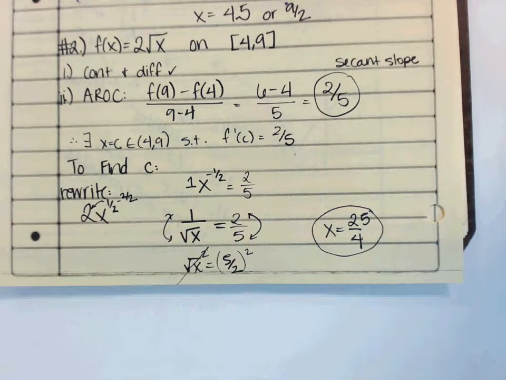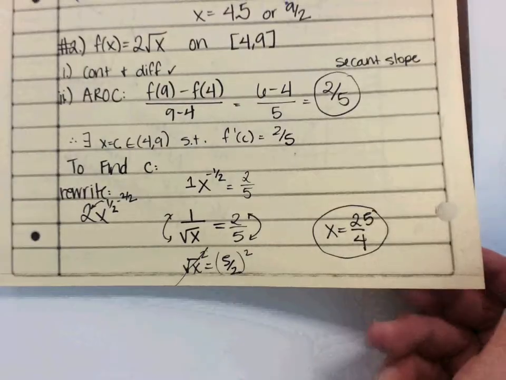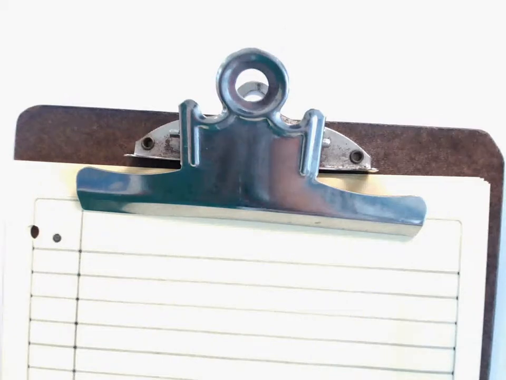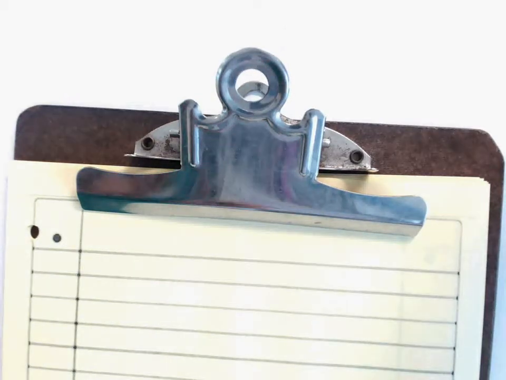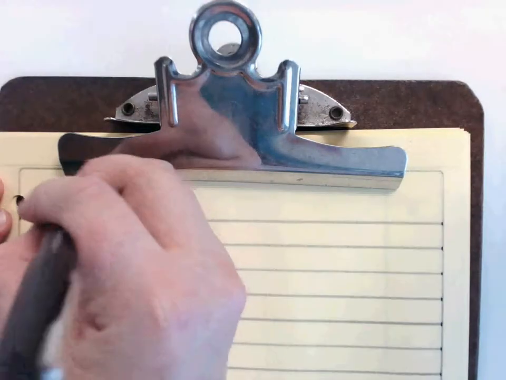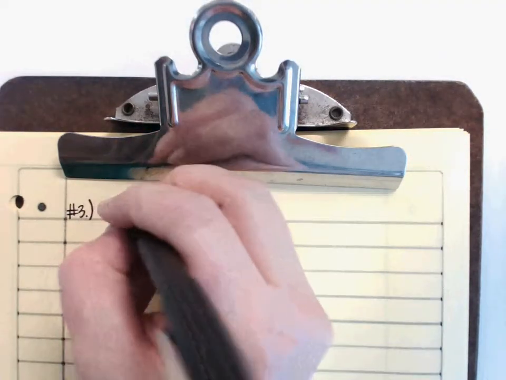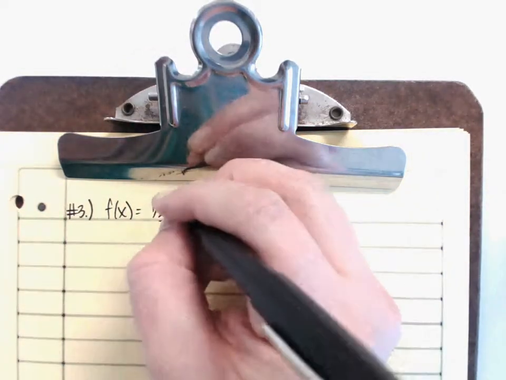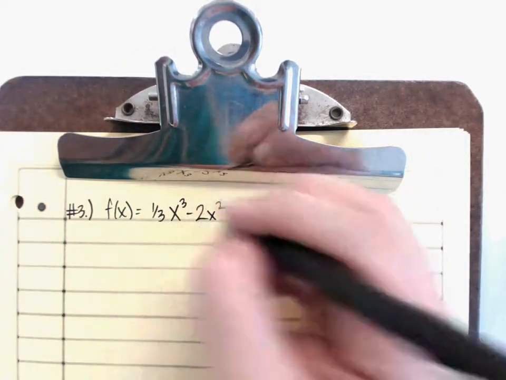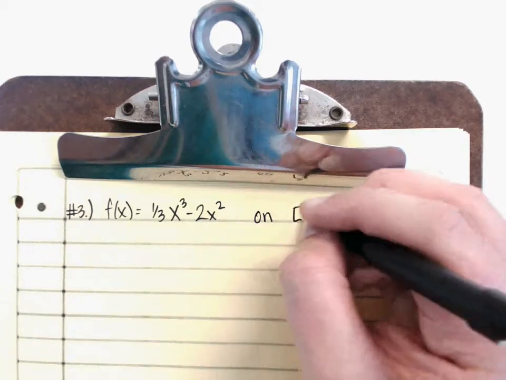Do you have a question? No? Okay, turn the page. Last example. The last one. Okay, number 3. Your equation is going to be f of x equals 1/3 x cubed minus 2x squared. You're going to be looking on 0 to 3.